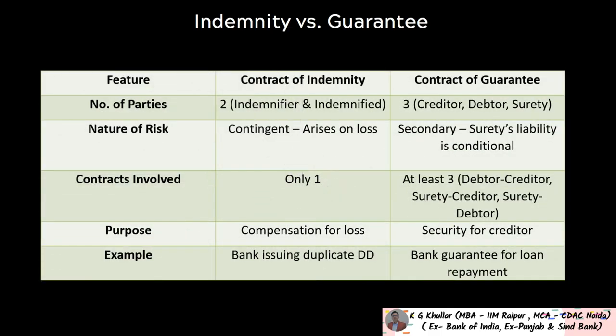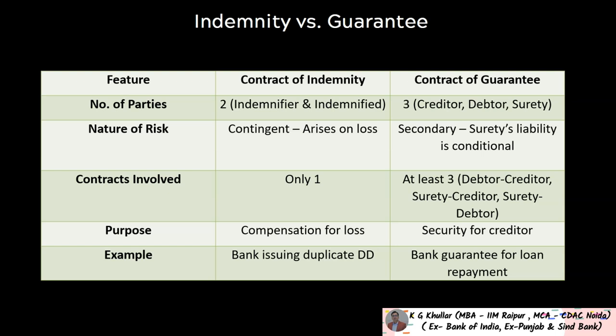Next, friends, many bankers confuse indemnity with bank guarantees. So let's understand the difference, and also it's very important for your principles paper as well. Now the first feature is that of number of parties. Now in the contract of indemnity, as we have seen earlier, there are two parties, that is indemnifier and indemnified. Then next, in contract of guarantee, there are three parties, that is creditor, debtor and surety. The next, with respect to nature of risk, in contract of indemnity, the risk is contingent, that is, it arises on the loss, while on the other hand, in case of contract of guarantee, it is secondary in nature, that is, surety's liability is conditional here.